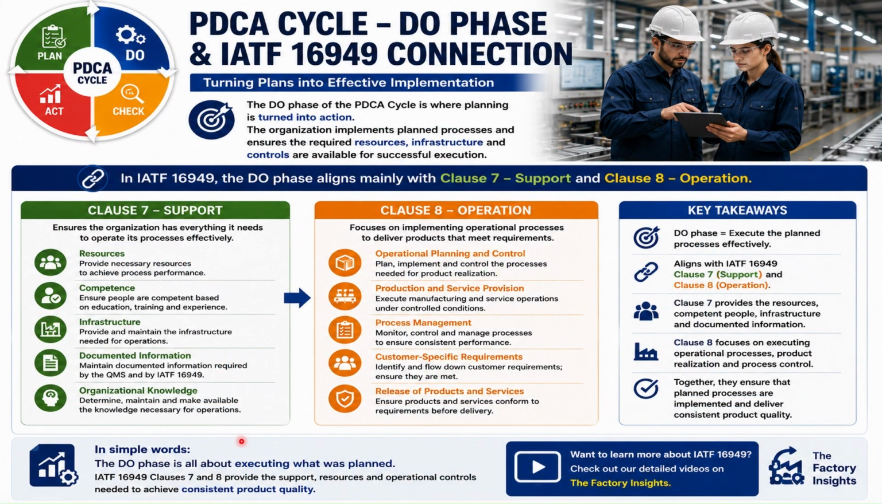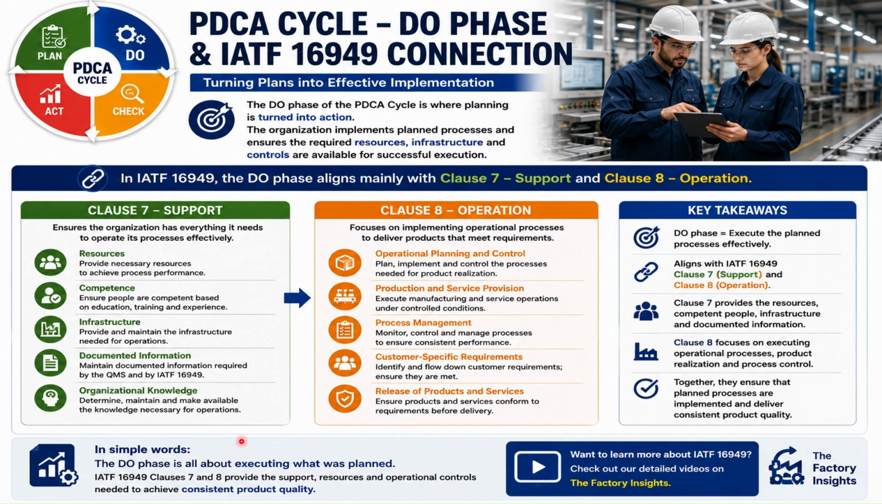Now let's explore how the do phase of the PDCA cycle connects with the IATF 16949 quality management system. The do phase is where planning is transformed into execution. During this stage, organizations implement the processes they have planned and ensure that the necessary resources, infrastructure, and controls are in place for successful execution.